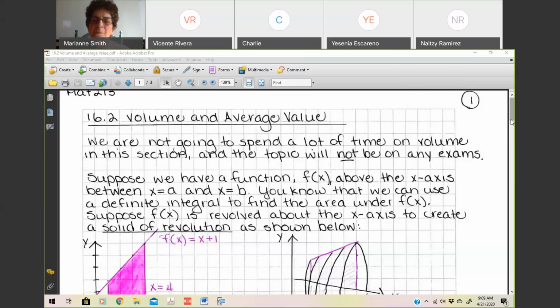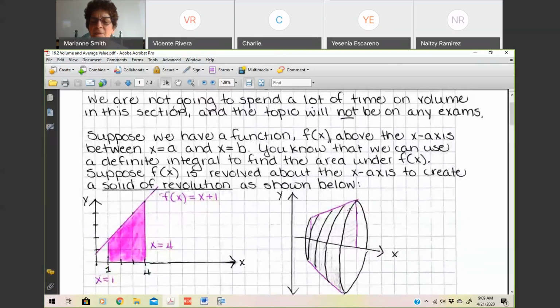So there are multiple methods for finding the volume of a solid of revolution. We're going to use something called the disk method, but let's not get ahead of ourselves. Let me first explain what I mean by a solid of revolution. Okay, so let's take a look at these two really crude drawings here.